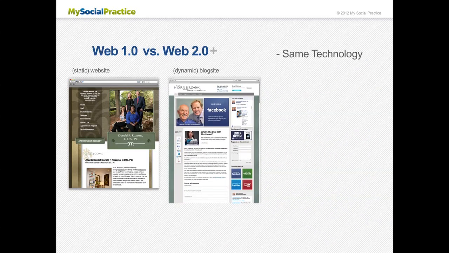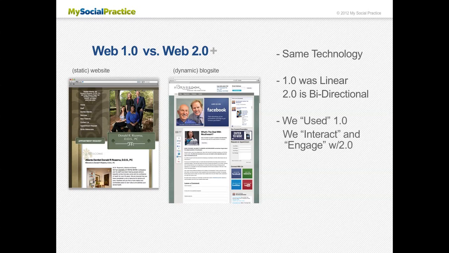Now in many ways Web 1.0 and 2.0 were exactly the same. The internet itself has not really changed very much as far as the mechanics of the internet, but certainly Web 1.0 is linear and 2.0 is bidirectional. We kind of, quote-unquote, used Web 1.0. We interact and engage with Web 2.0. And certainly 2.0 is community-driven, it's collaborative, it's user-defined.